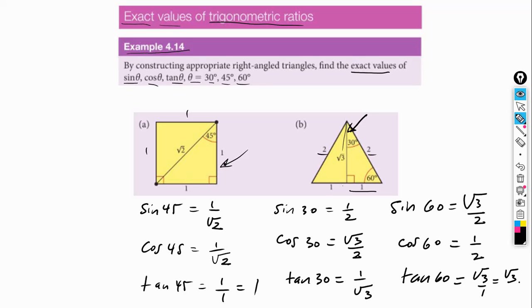So these are what are called the special right triangles, and these ratios are the fundamental ones in trigonometry. So I would suggest you memorize them.